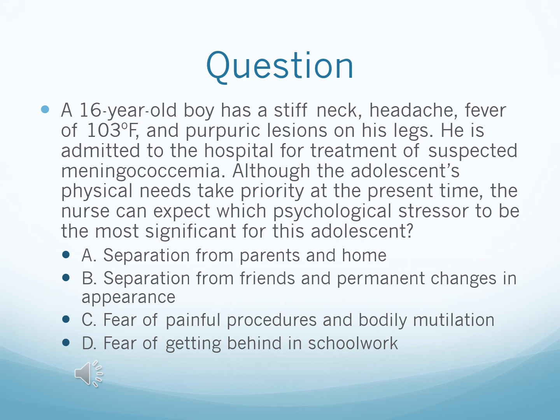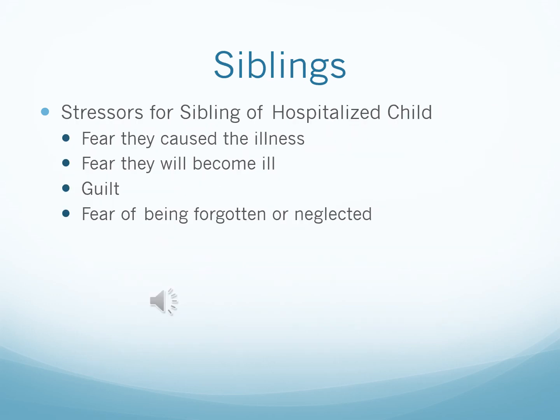Go ahead and review the question and see what you feel the answer is going to be. Then you can pause the audio and I will tell you the answer. The answer would be B. Adolescents are developing their identity and rely most on their friends. They're concerned about their appearance and how they look compared to their friends, about the patient and how they react.